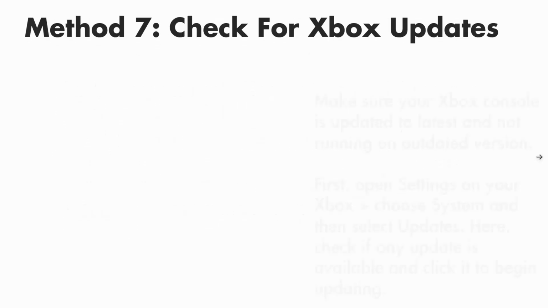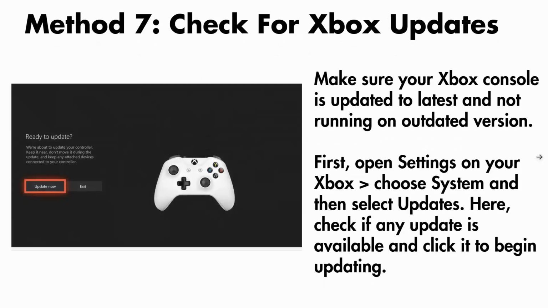Next method is to check for Xbox updates. So make sure your Xbox console is updated to latest and not running on outdated version. First, open settings on your Xbox, then select system and then select updates. Here, check if any update is available and click on it to begin the updating process.